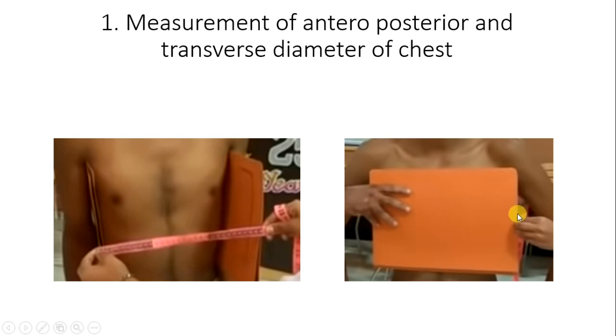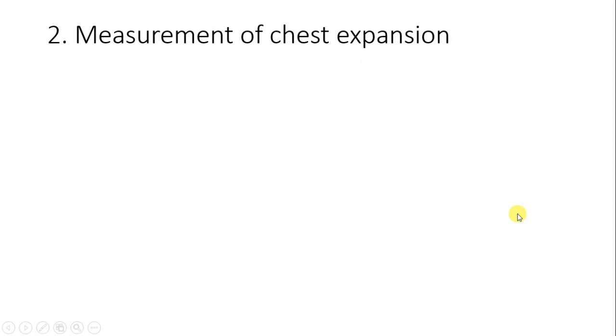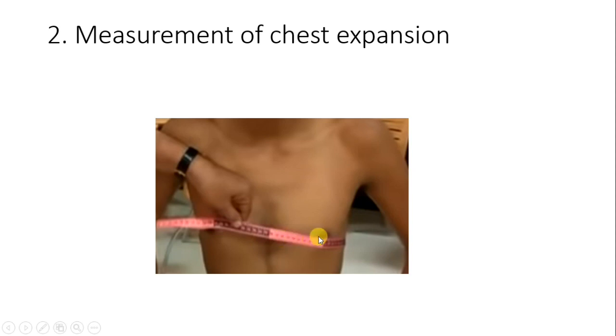For measurement of chest expansion, measurement is done at the site of the nipple in case of male, and below the breast in case of female. Ask the patient to take a deep expiration and measure, then measure again in deep inspiration, then see the difference between the 2 measurements. It is called measurement of chest expansion.